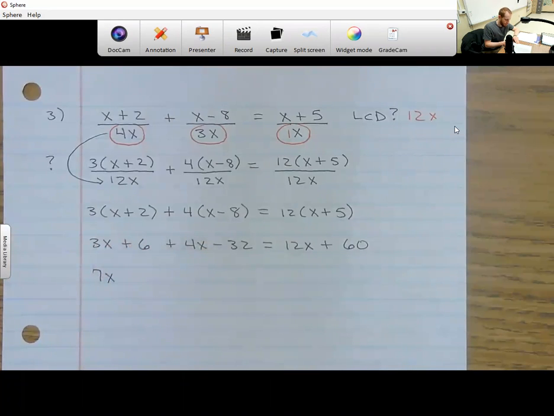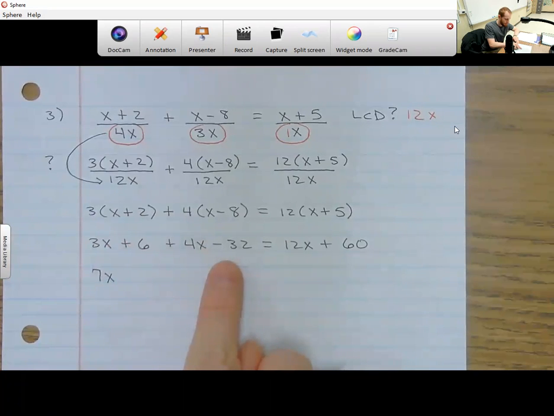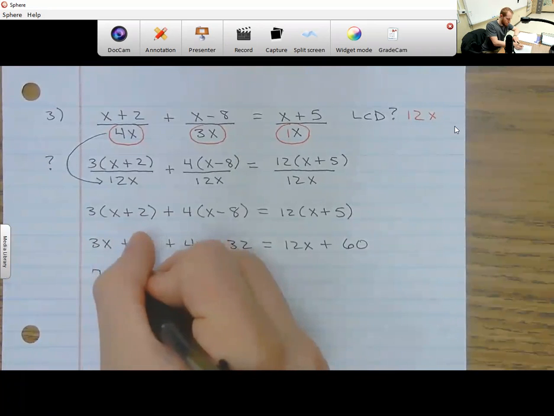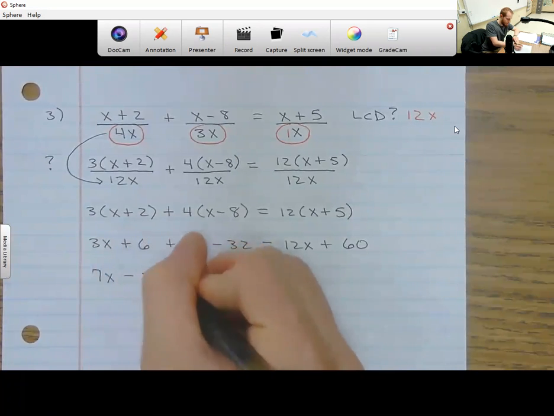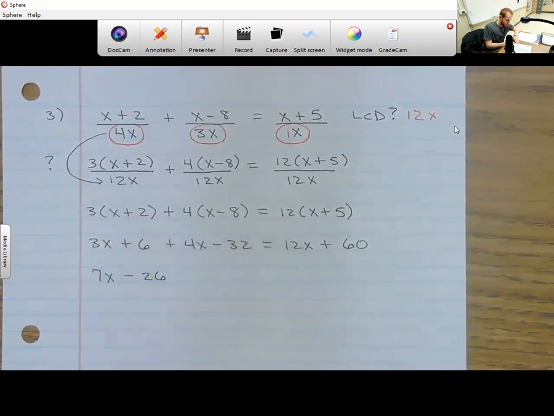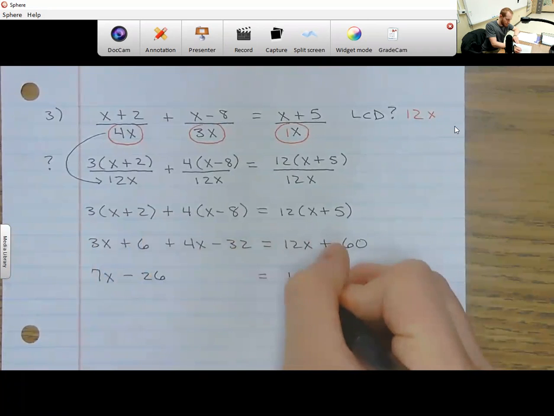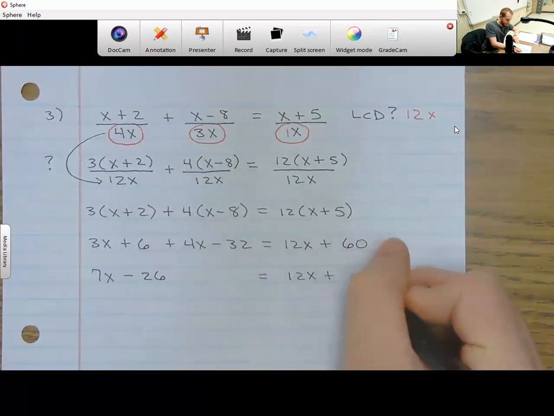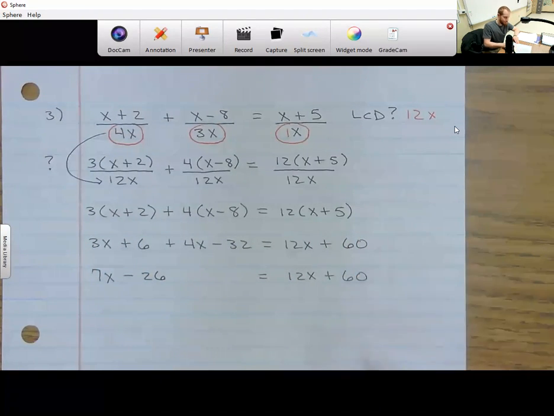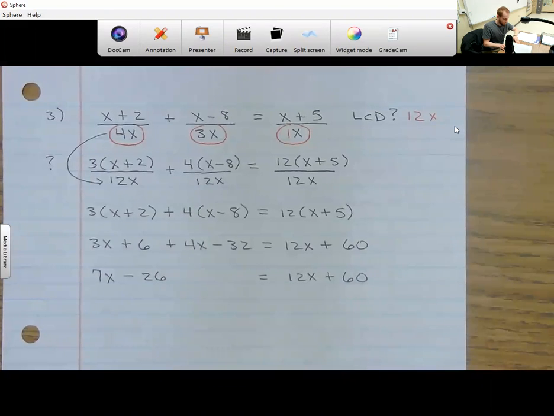And then what's 6 minus 32 going to be? That's going to be negative 26. Yeah, negative 26. And then everything is still equal to the 12x plus 60 on this side. Okay?